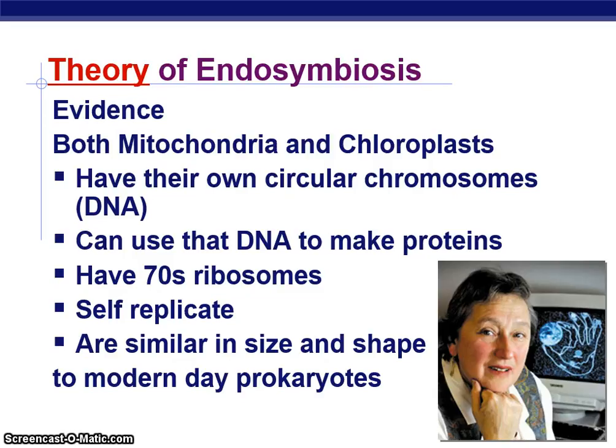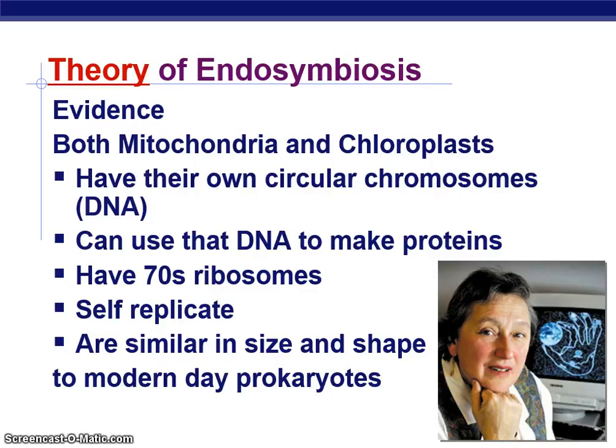Some of the evidence that supports the theory are that both mitochondria and chloroplasts have their own circular chromosomes, or DNA. They can actually use that DNA to make proteins. They have 70S ribosomes, which are the same size and shape as those ribosomes seen in modern-day bacteria. They can self-replicate, and they're similar in size and shape to modern-day prokaryotes.